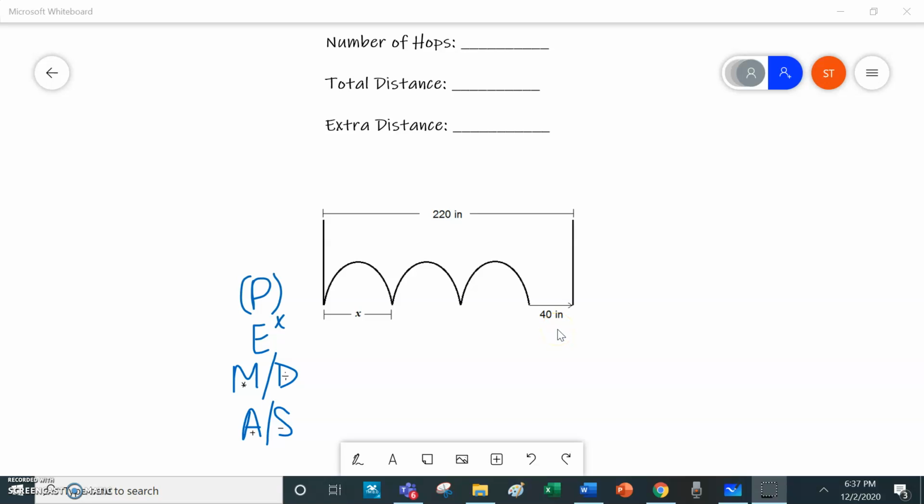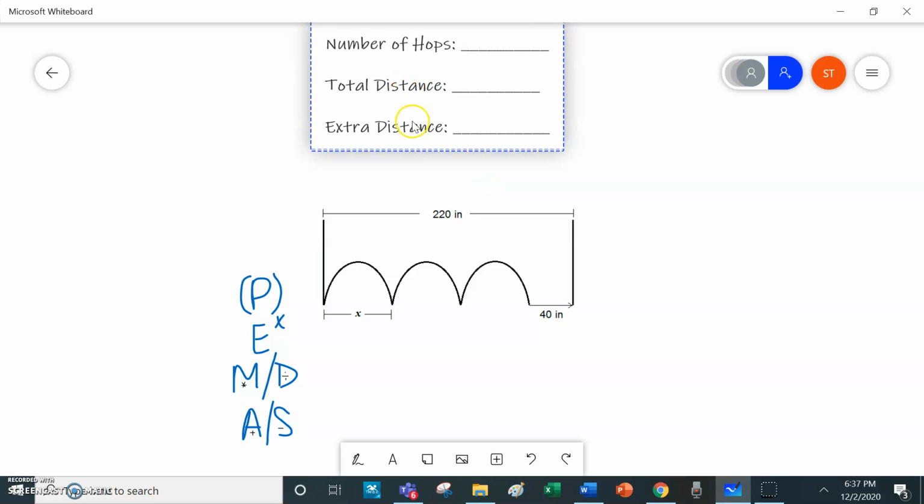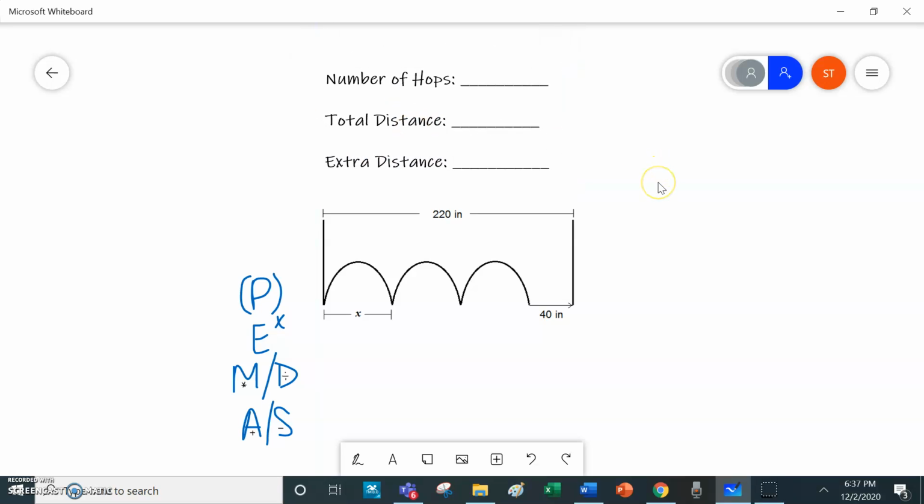So just a quick example of what you should be doing in order to answer questions with modeling and solving a real world situation with two-step algebraic equations. So we're continuing with the hippity hoppity theme. Looking at our picture, I'm going to try to fill out number of hops, total distance, and extra distance.